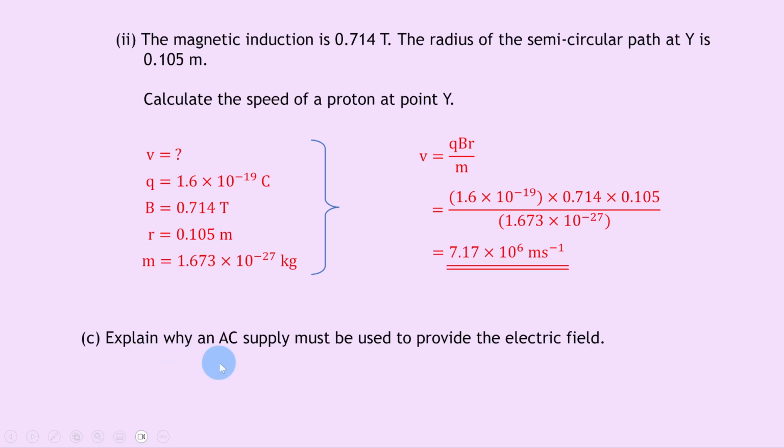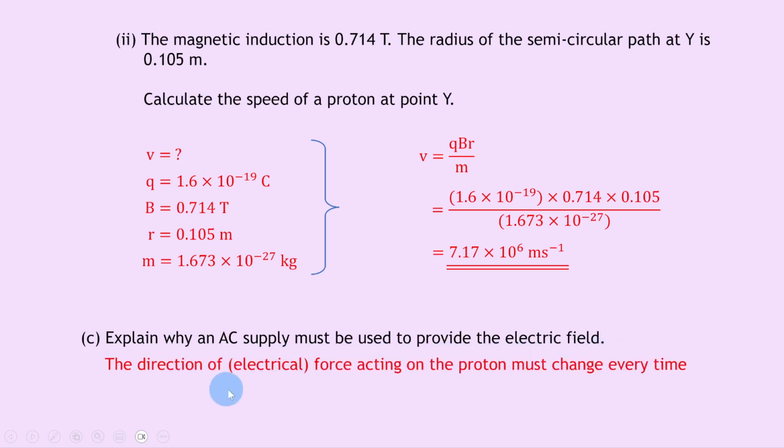Lastly, part C says explain why an AC supply must be used to provide the electric field. Well, we can say this is because the direction of the electrical force acting on the proton must change every time the proton crosses the gap.